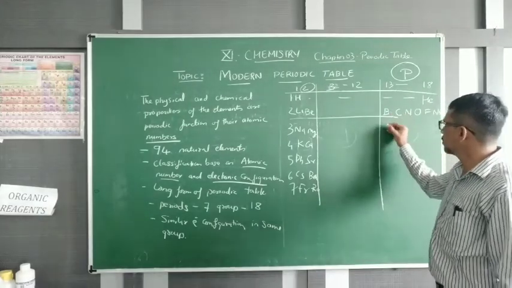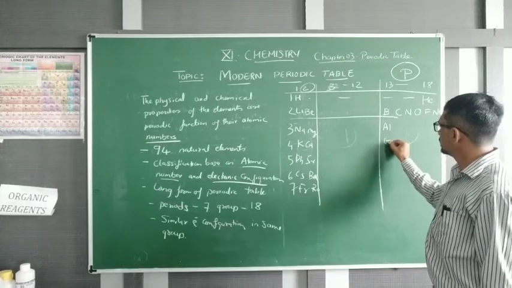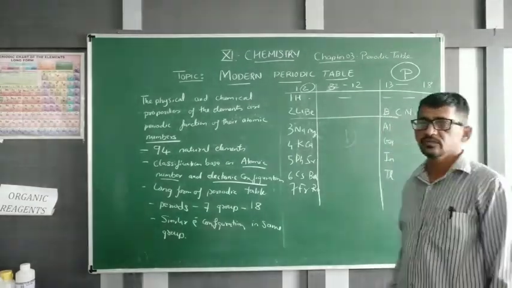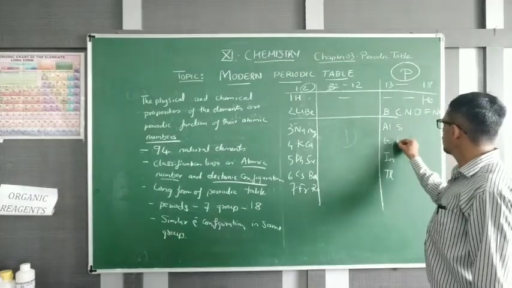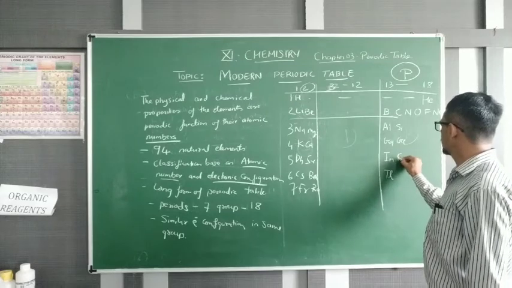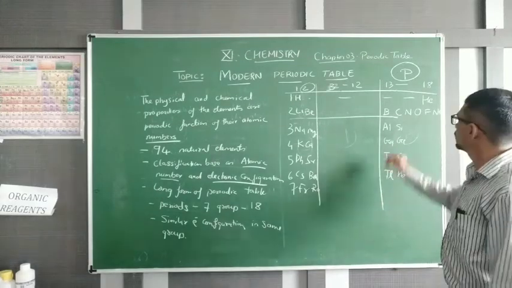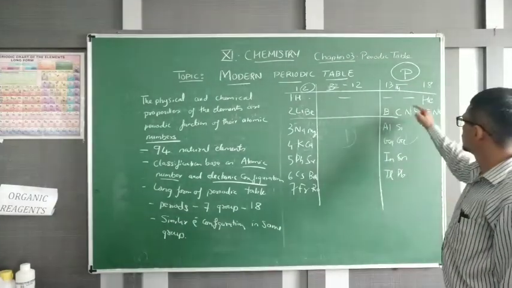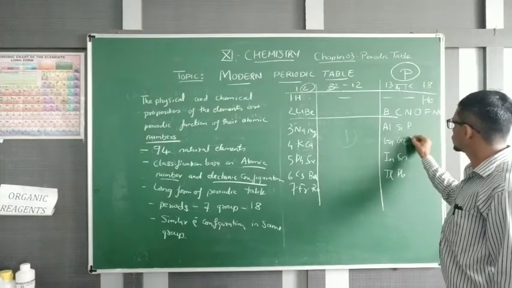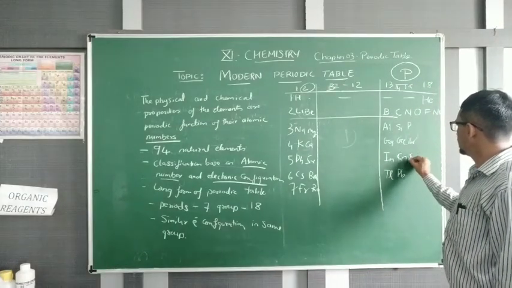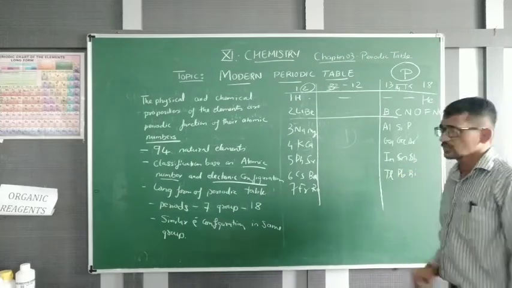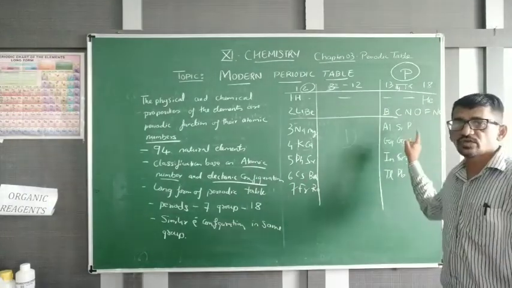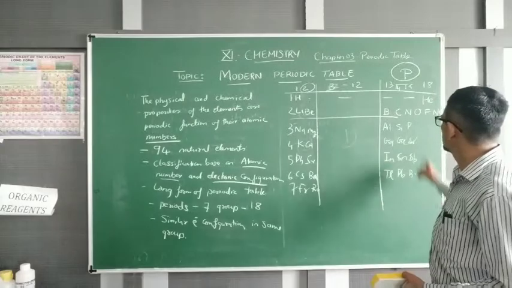One by one: boron, aluminium, gallium, indium. Second is carbon, silicon, germanium, tin and lead. These are the 14 group elements. The 15 group elements: nitrogen, phosphorus, arsenic, antimony and bismuth. Again I revise the 15 group elements: nitrogen, phosphorus, arsenic, antimony, bismuth.